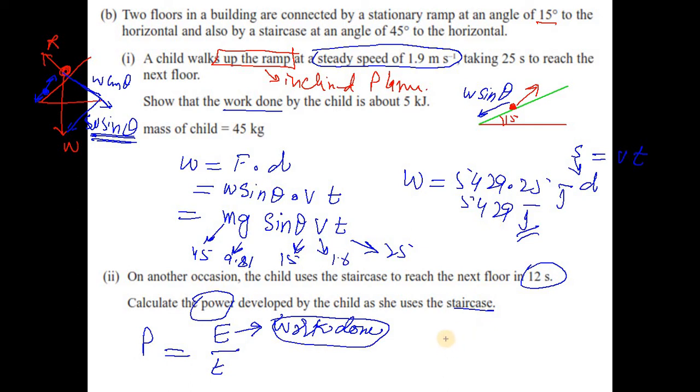So you can say that P is equal to 5429 divided by 12 seconds. If you do that, power is around 452 watt.